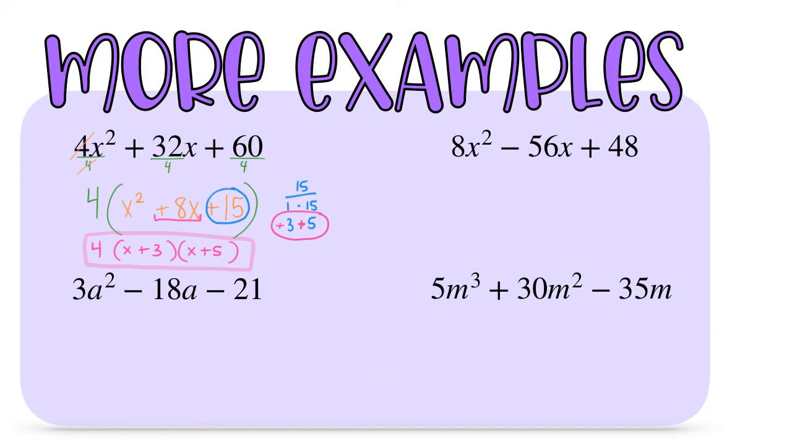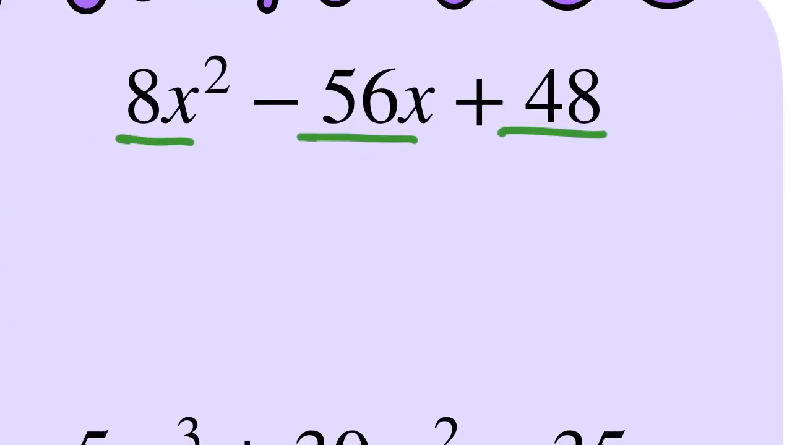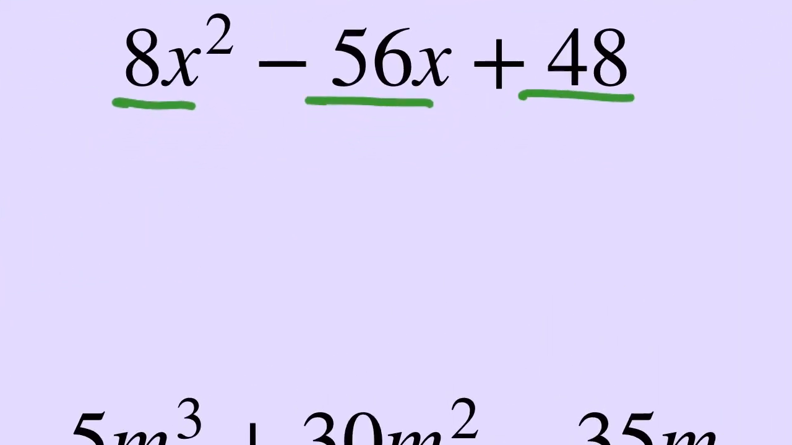All right, let's take a look at that next one. So go ahead and try to figure out what the greatest common factor would be. So take a look at all 3 terms here. Try to figure out what number goes into all 3 of those. And it is 8, right? 8 goes into all 3 of these numbers.